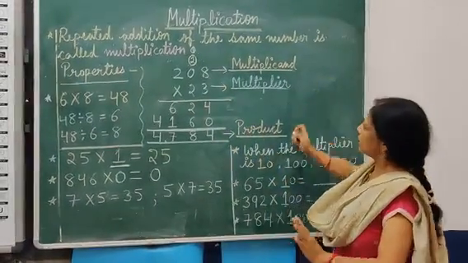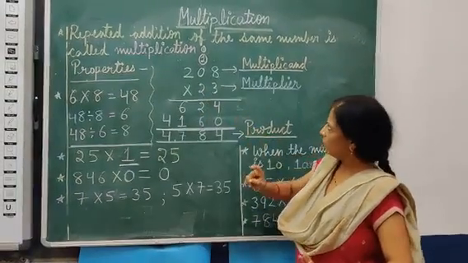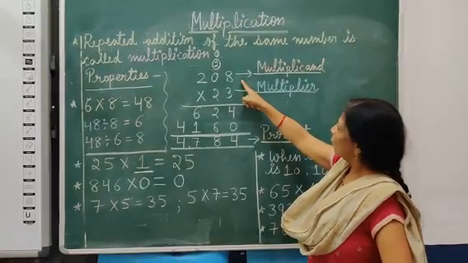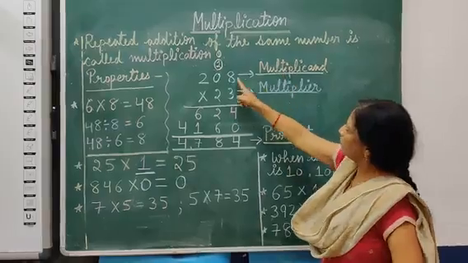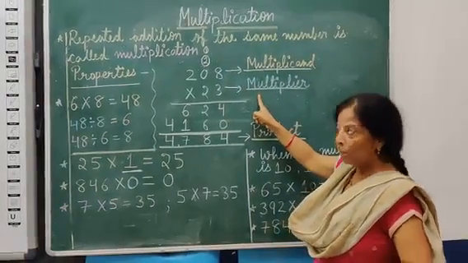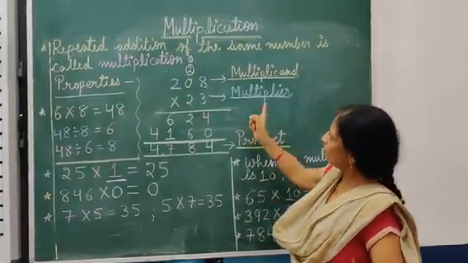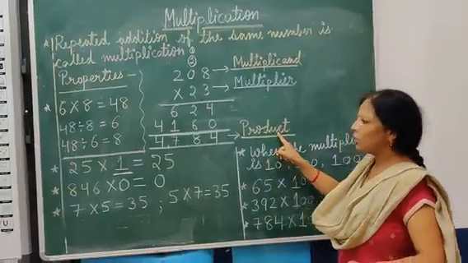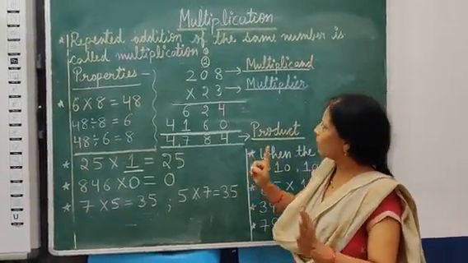So now we'll see it. We have to multiply 208 by 23. The number which we are going to multiply is known as the multiplicand. Children, this is the multiplicand, and the number by which we are multiplying is known as the multiplier. After multiplying we get the answer, and this answer is known as the product. Now see children, whenever we are multiplying we have to be very careful.